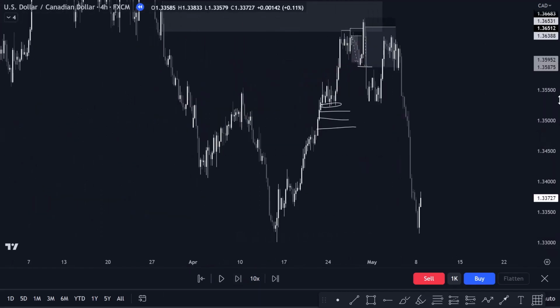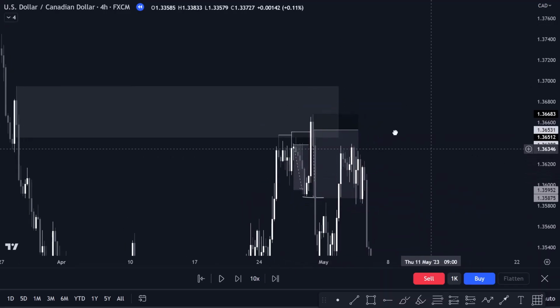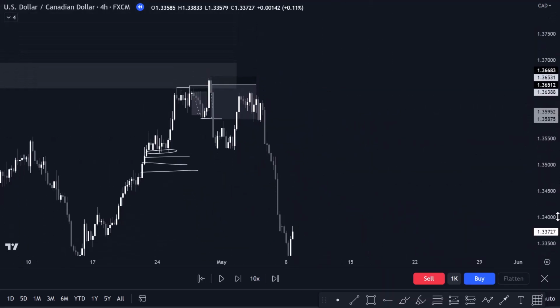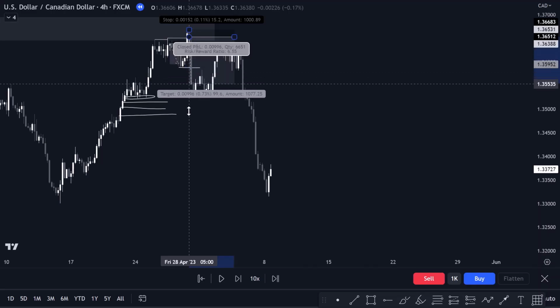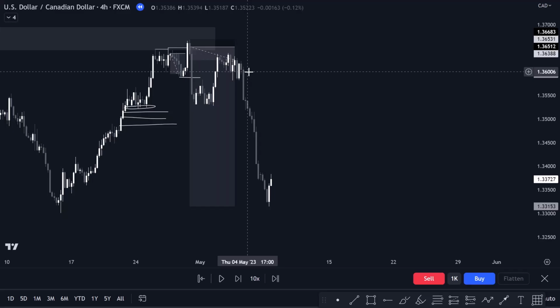So this is another example using this method. The first example was without a change of character, and this example was with a change of character. You could secure a lot of profits here, like 20R, but that's not how I do it.